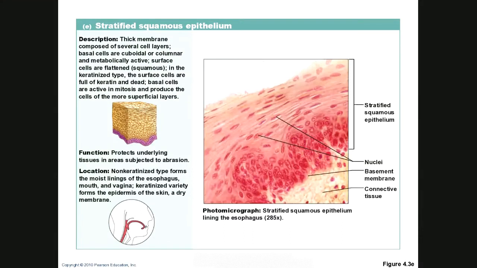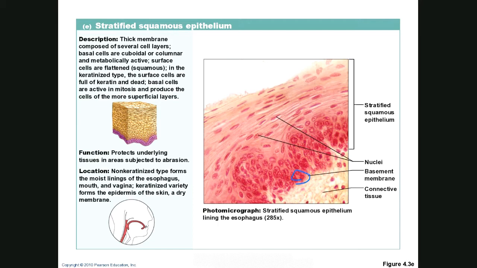Stratified squamous epithelium is a thick membrane. Now, if you don't want to memorize what epithelium is where, think about what's the thickest. This is going to be the thickest epithelium. Now, the layers here at the bottom are fat and round.